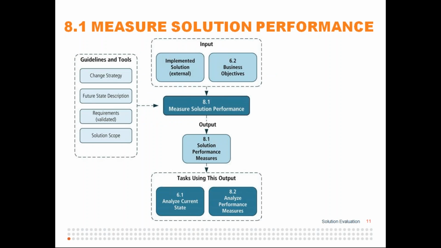Right, another input-output diagram. We have our implemented solution and our business objectives feeding into measuring solution performance. Our output would be our solution performance measures, and the tasks are analyze current state and analyze performance measures.